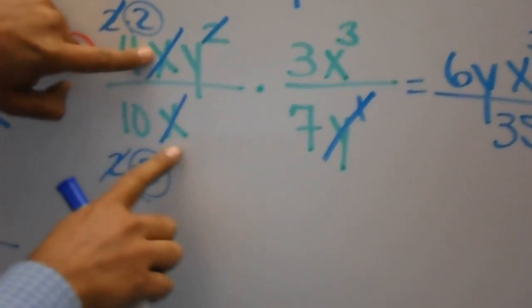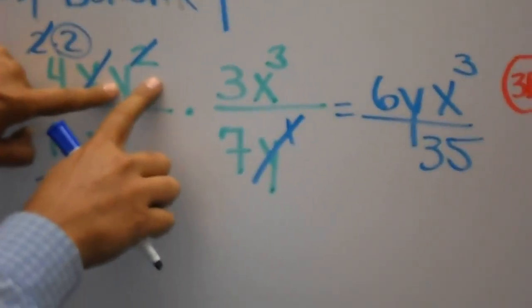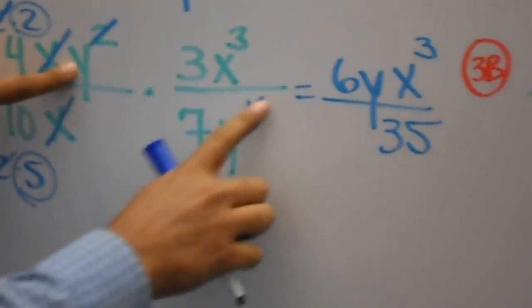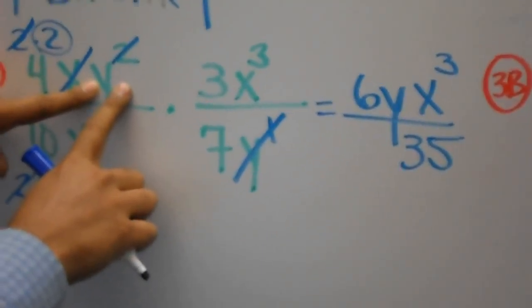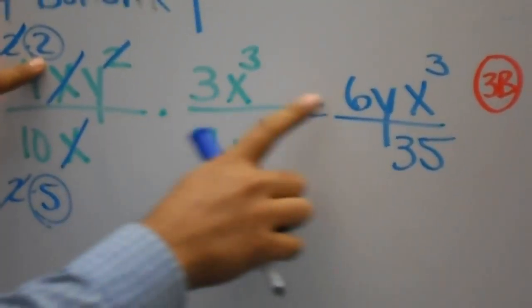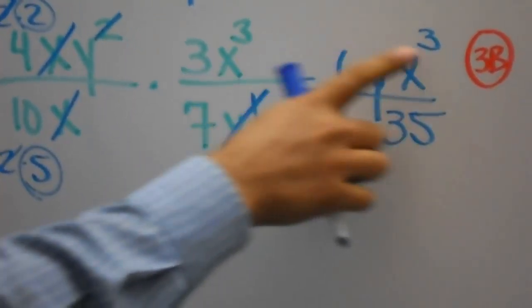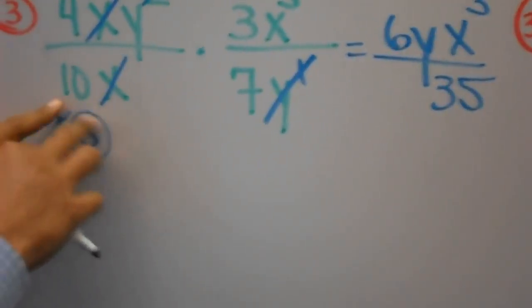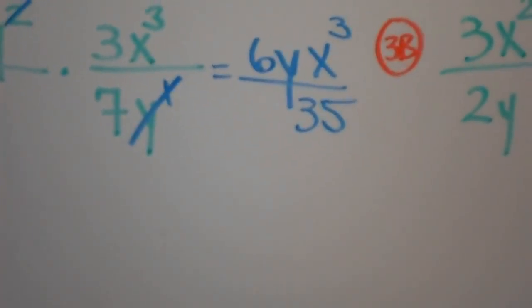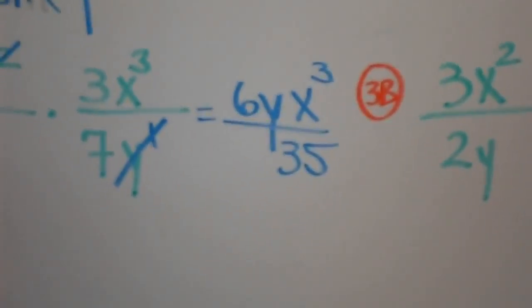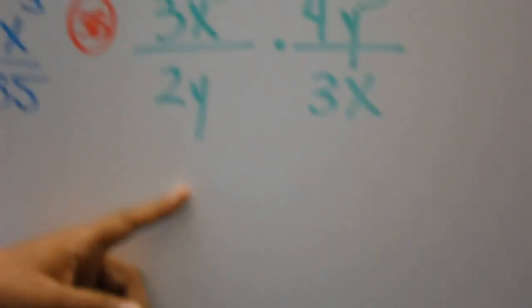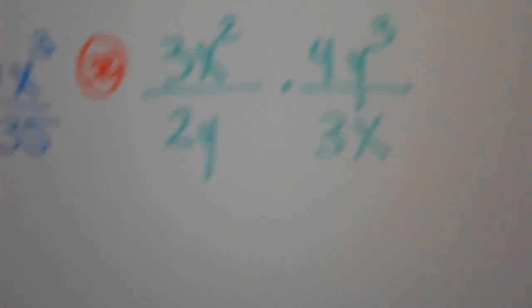Great. The x's cancel. And then you have y squared and y. Well, this y cancels and y remains. So you have 2 times 3 is 6 times y, and then that x cubed, right? And then here, 5 times 7 is 35. Okay, so that's 3. Let's do one more example of these particular ones, and we'll make it much more complicated.